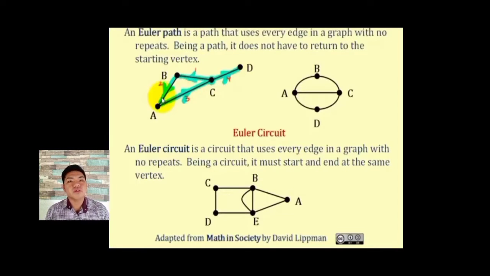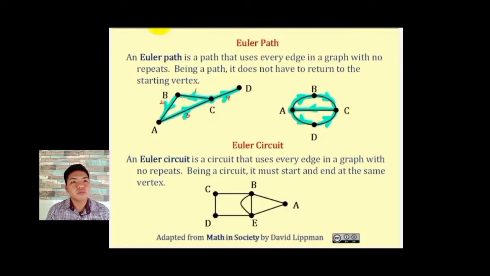So in the first example, makita natin yung arrow. Nagsimula siya sa C, pupunta sa B, pupunta sa A, pupunta sa C, and pupunta sa D. In the next example, makita natin yung circle. Nagsimula siya sa A, to B, go to B, to C, and to C, to A, to D, from D to C. All of the edges are used exactly once.